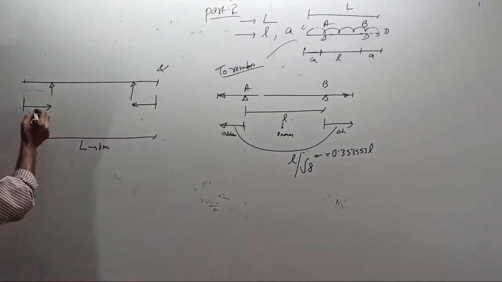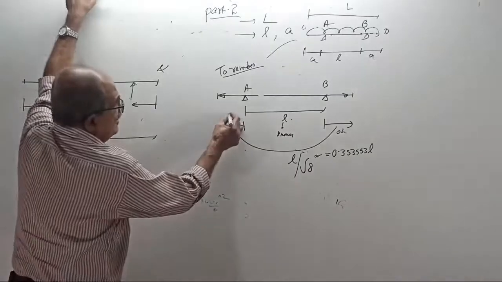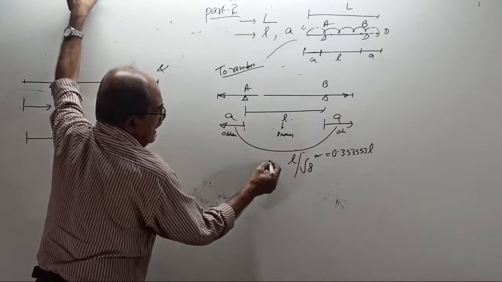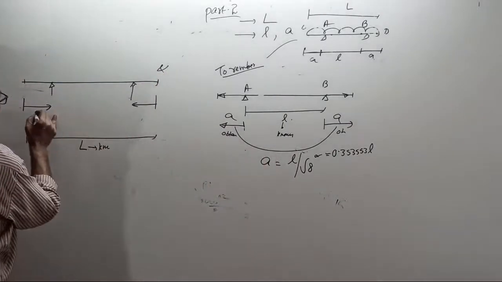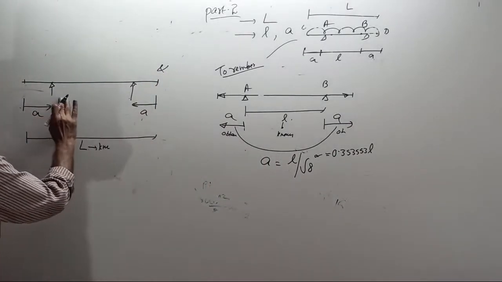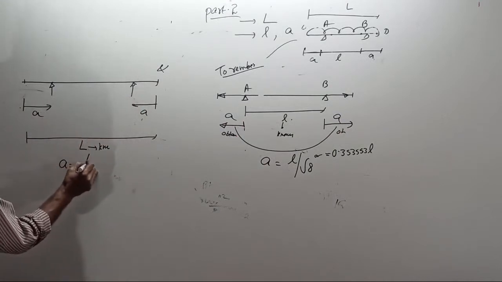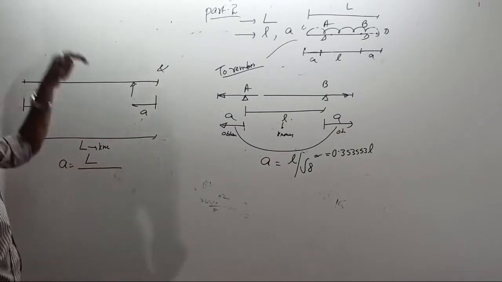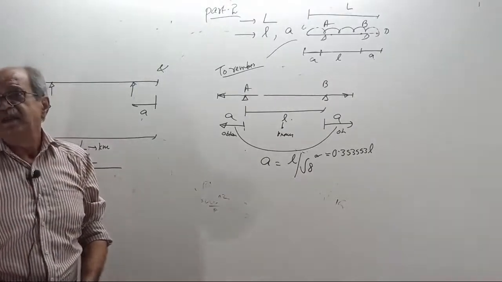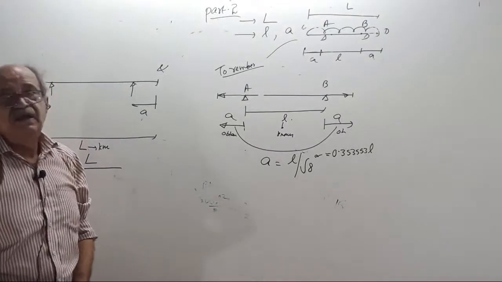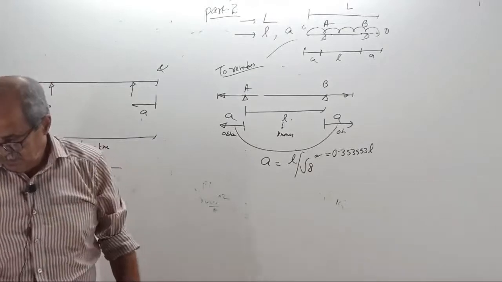Now this is the overhang A. Okay, A equal to. Now if it is A, L does not come in. Now your A equal to capital L divided by what number? Not root 8. You can remember, not root 8. It should be a lesser number.